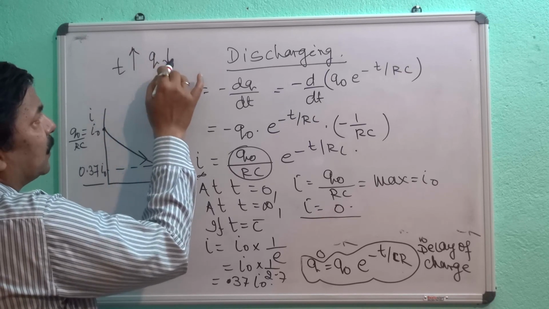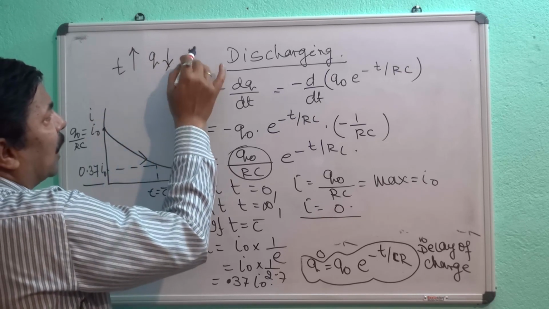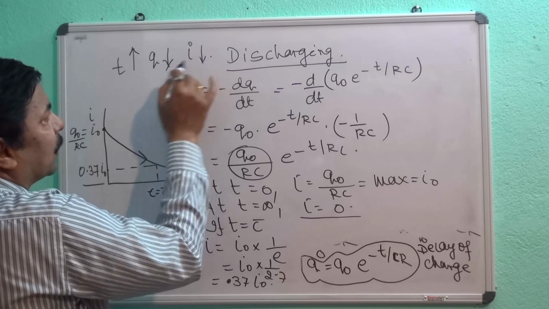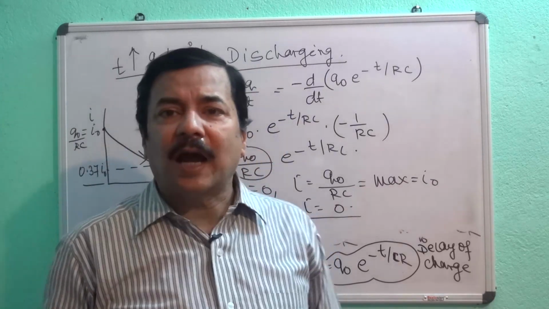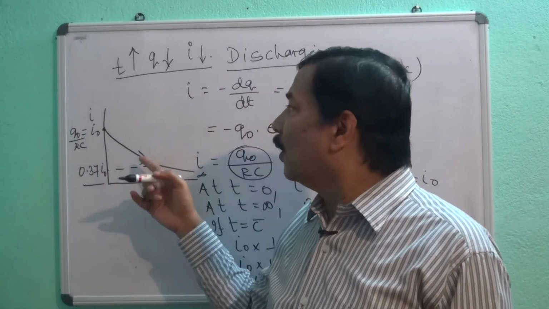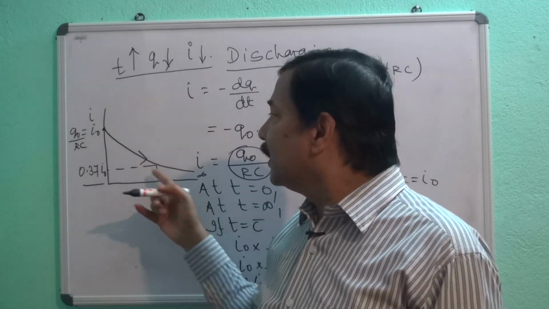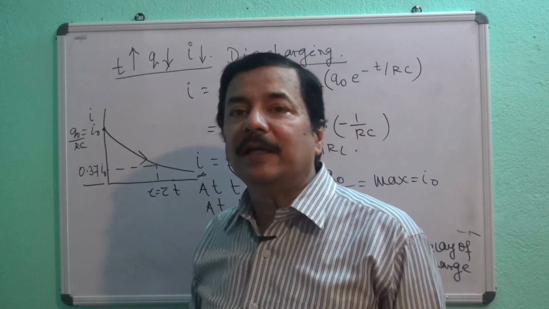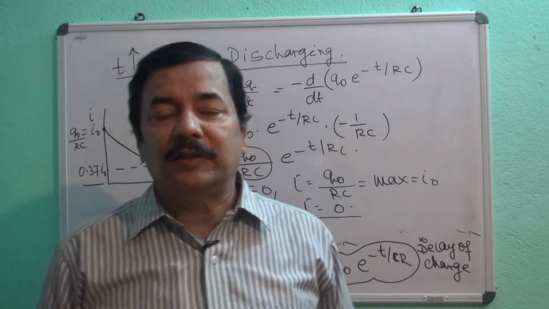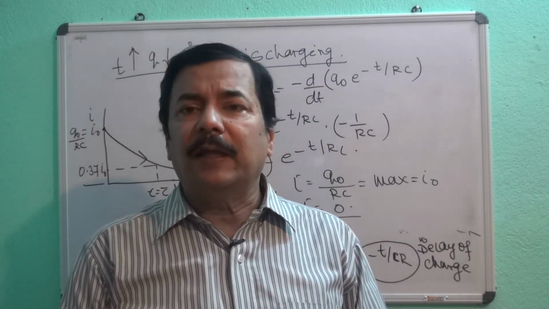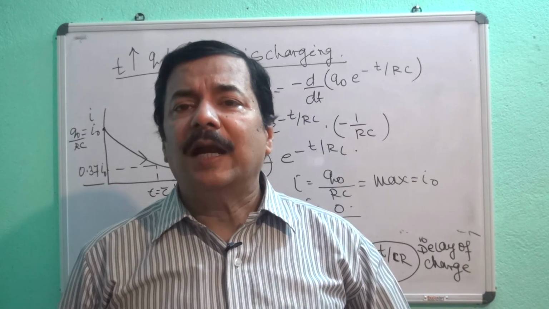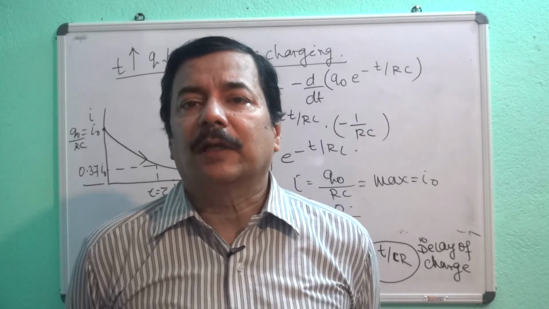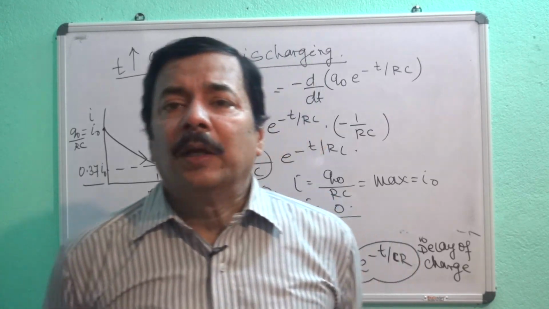So what we have observed in this case is that as t is increasing, charge is decreasing and current is also decreasing. So whether it is the case of charging or discharging, the current always decreases, and this relation is basically exponential in nature. You should understand this carefully, and this will help you in understanding the charging and discharging of the capacitor in a better way.